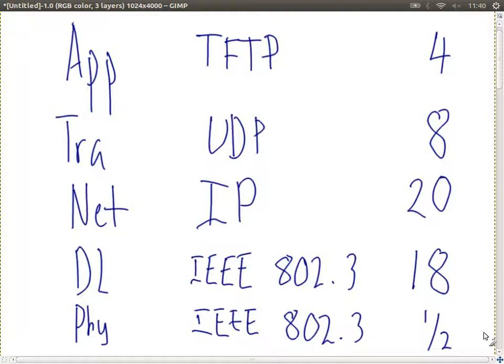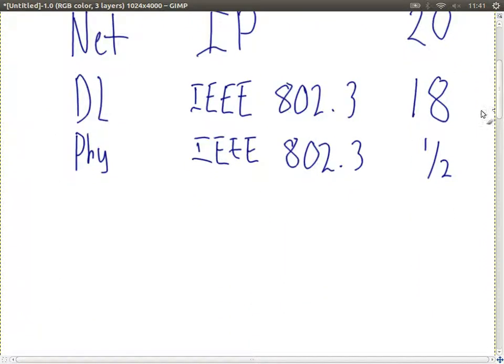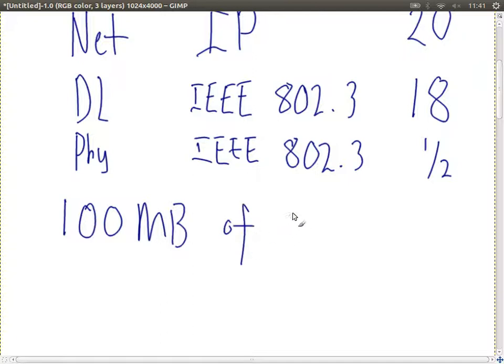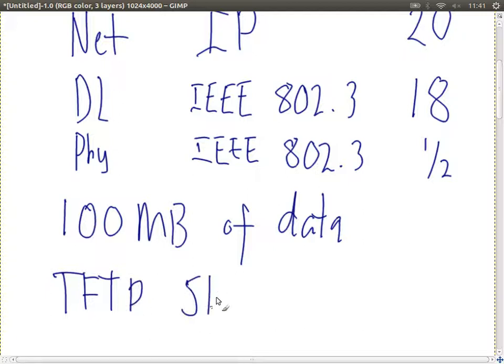So when we have our original piece of data, which we'll see is 512 bytes long, we add all of these headers and trailers. And then we send that entire packet across the network. So if we add them up, what do we get? 50.5 bytes, 50 and a half bytes. So we started with a 100 megabyte file, but our application, specifically TFTP, limits us to send just 512 bytes at a time.